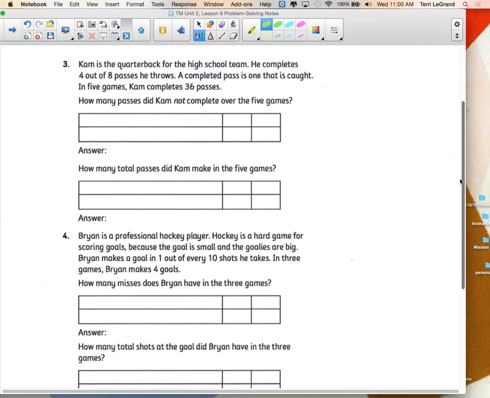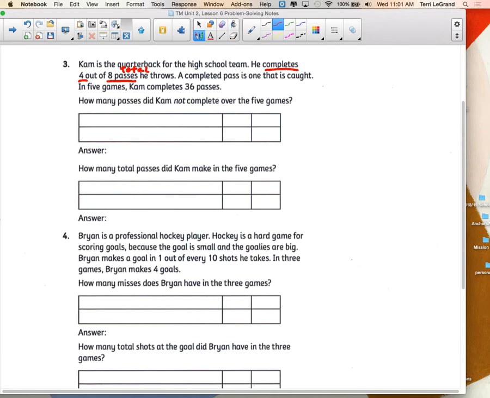Okay, anybody got it figured out? What were some of the things you thought were important in this? 4 out of 8 passes and completes 36 passes. Okay, completes 4. And what's the 8 then? Because it doesn't say any words there, it says of 8 passes. What would that be? Would that be a total? Yeah. Okay, let's maybe put that there. Total right there. That 8 is representing a total.